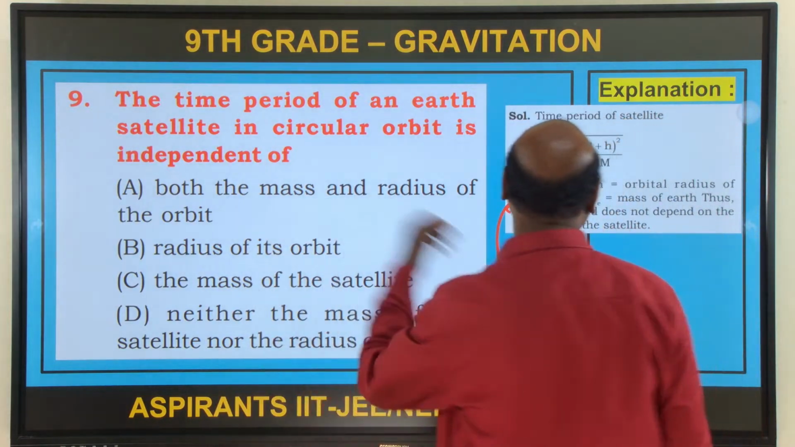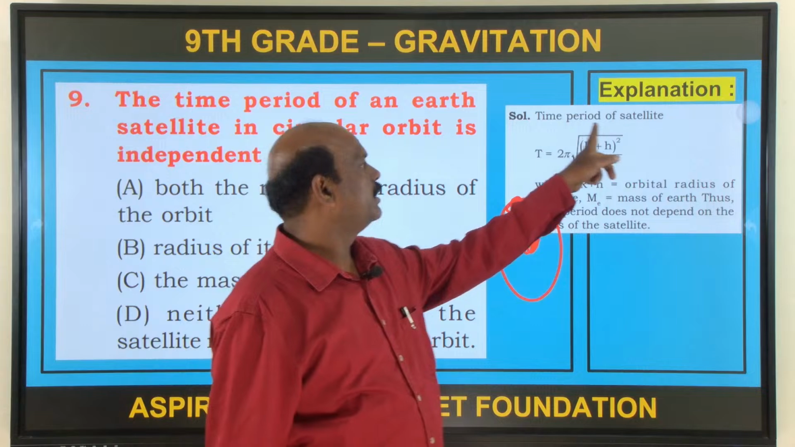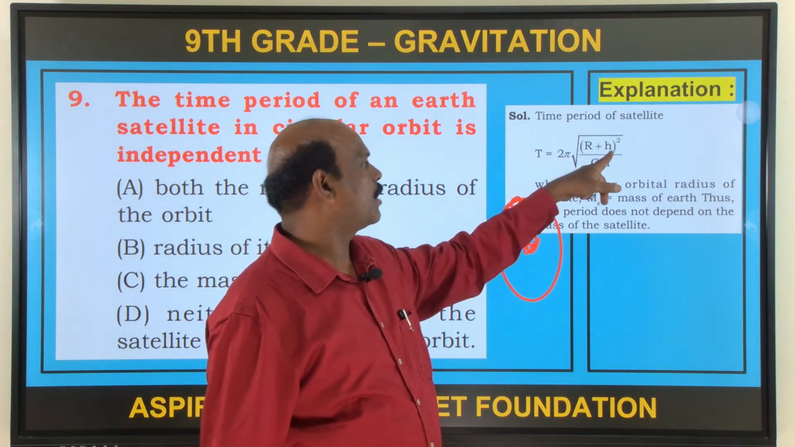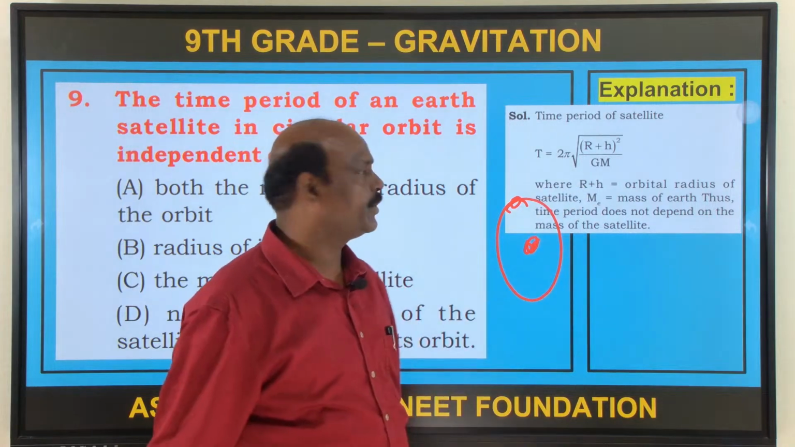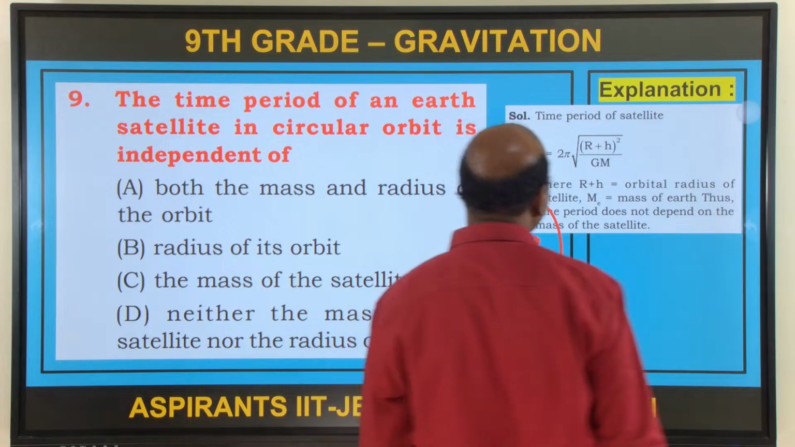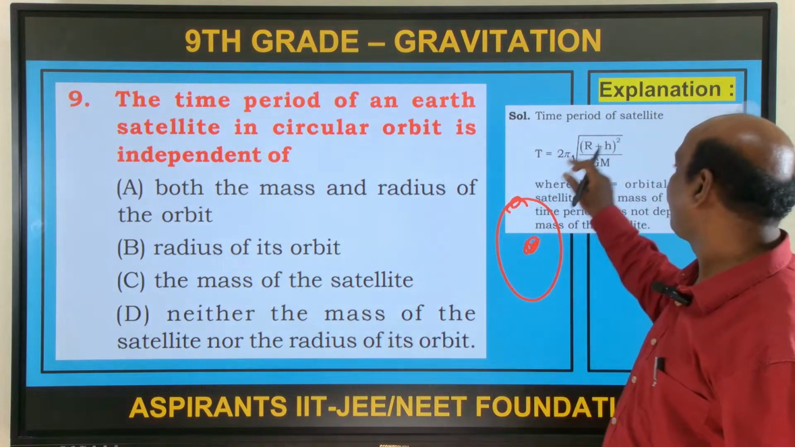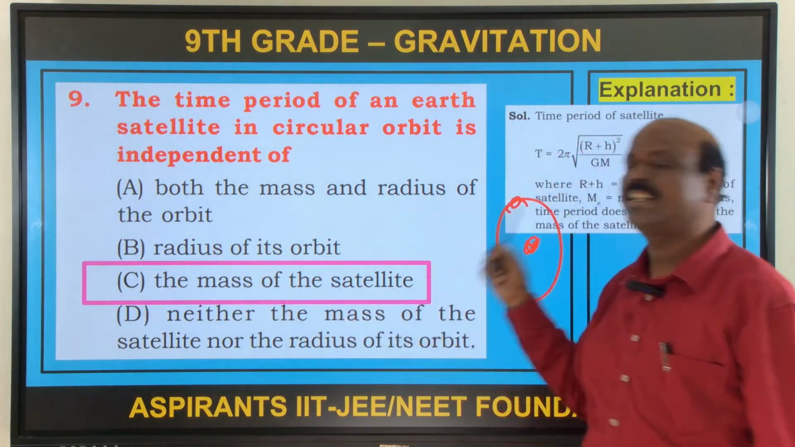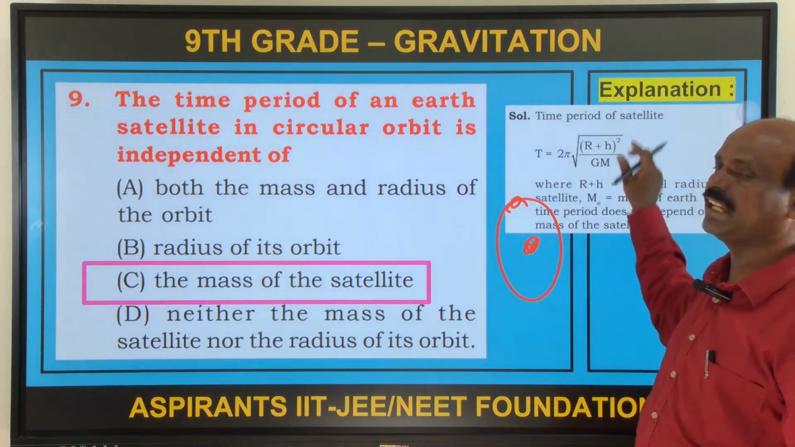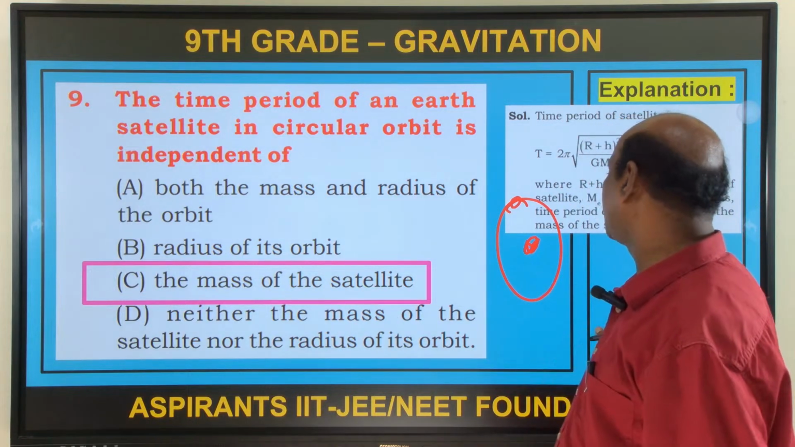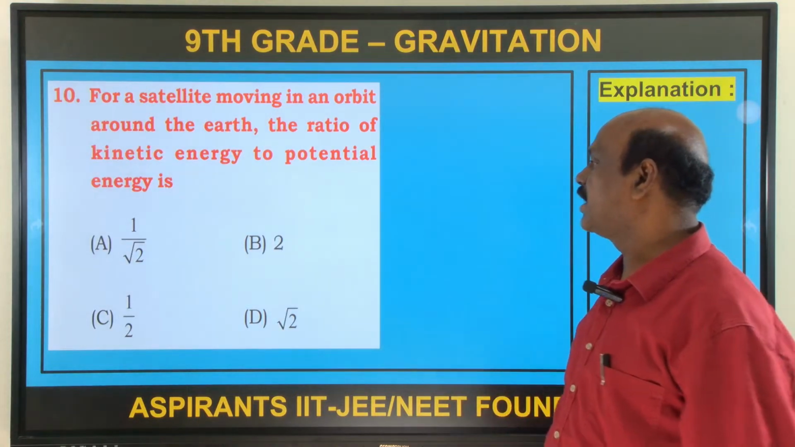Here you can see the formula: the time period of a satellite is T equal to 2 pi into root over (R plus H) whole square by G into M, where M is the mass of the earth. Hence here you can say it is independent of the mass of the satellite. Here we are not using any mass of the given satellite. Hence it is independent of the mass of the satellite. Next question.